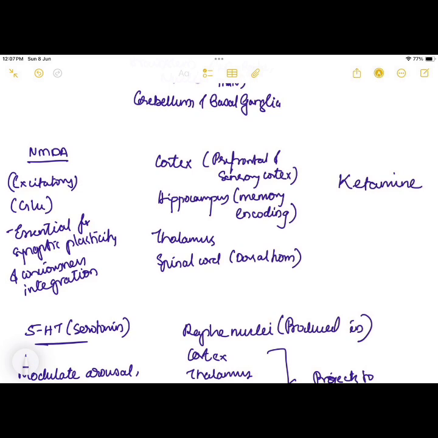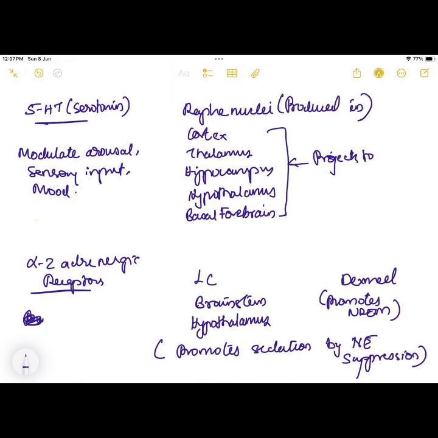The next one is 5-HT or serotonin receptors. The origin is in raphe nuclei. They have widespread projections to cortex, thalamus, hippocampus, basal forebrain and hypothalamus. They modulate arousal, sensory input and mood. They can also be used for analgesia or emesis control. Alpha-2 adrenergic receptors are inhibitory autoreceptors. They are located highly in locus coeruleus, brainstem and hypothalamus. They promote sedation by suppressing norepinephrine. Dexmedetomidine is an example. It can cause NREM-like sedation.